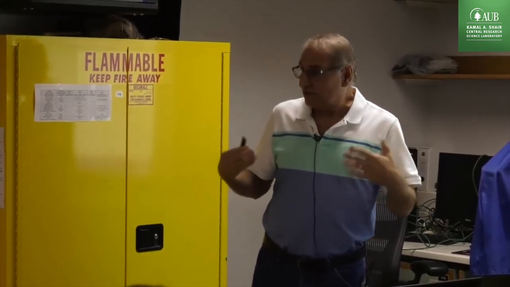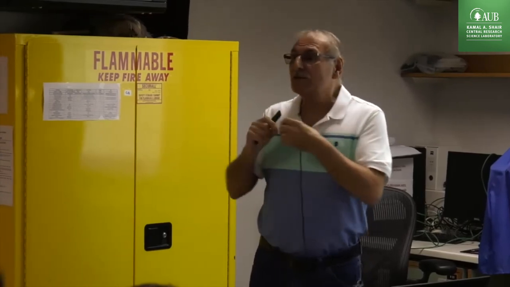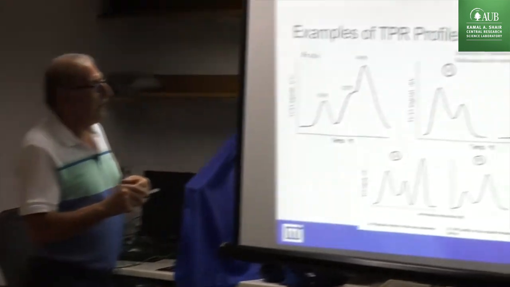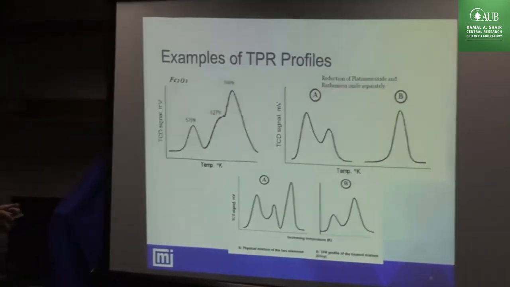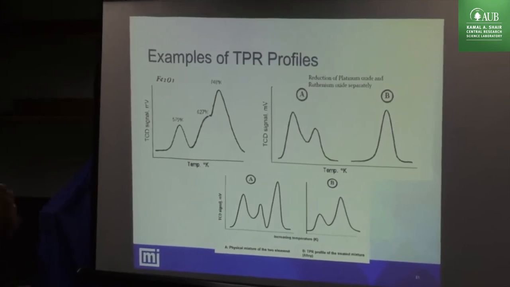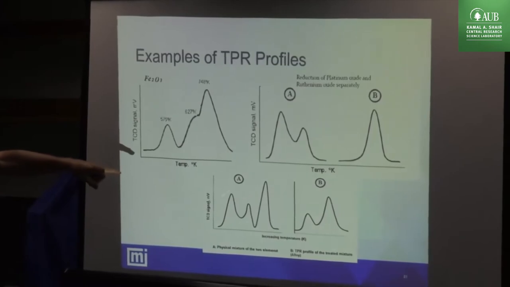It's just iron oxide and nickel oxide, but the active particles are of different sizes, so they reduce in different ways. If you have, for example, in this case here, A and B, which are platinum and ruthenium. If you do platinum, you get something like that. Ruthenium, you get something like that. If you mix them together physically, you get a profile which is the sum of these two. You see, it's exactly the same.